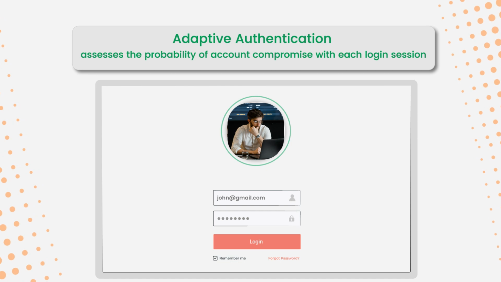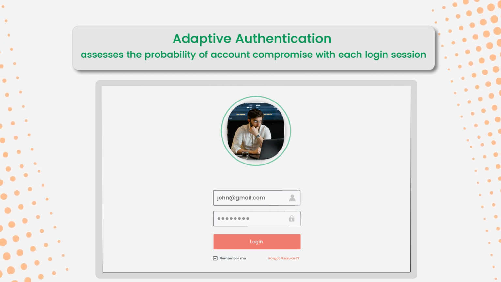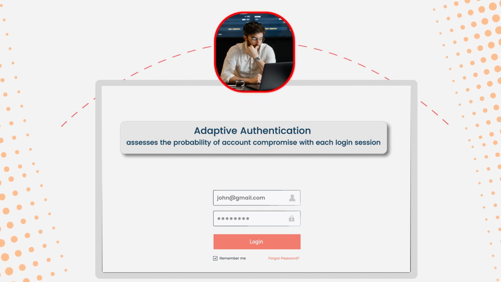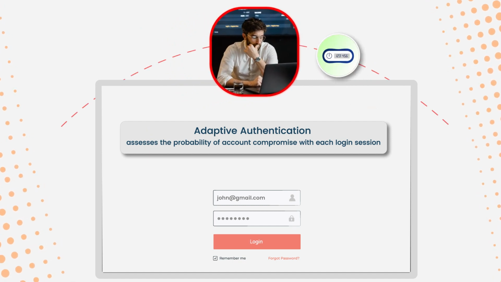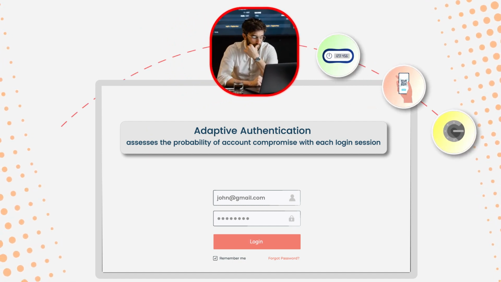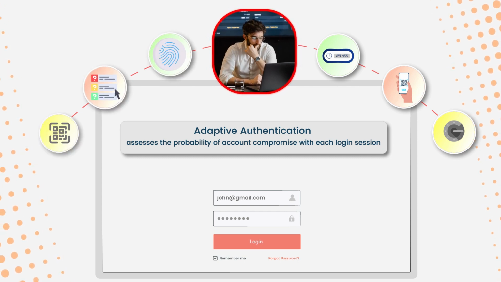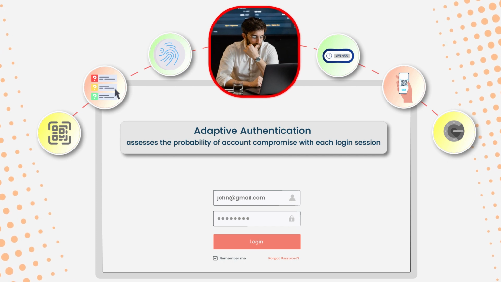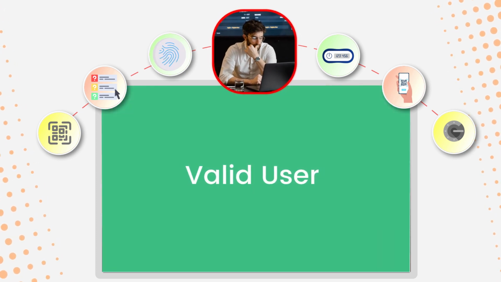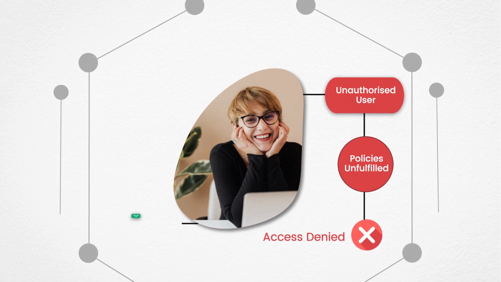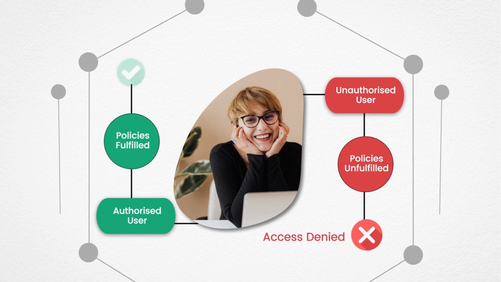Adaptive authentication assesses the probability of account compromise with each login session. In a scenario where the request seems unusual, the user is asked to undergo additional authentication steps in order to get system access. This additional layer of security ensures that the request has come from a valid user and restricts unauthorized access. This mode of authentication only allows authorized users based on the risk factors and policies set by the admin.